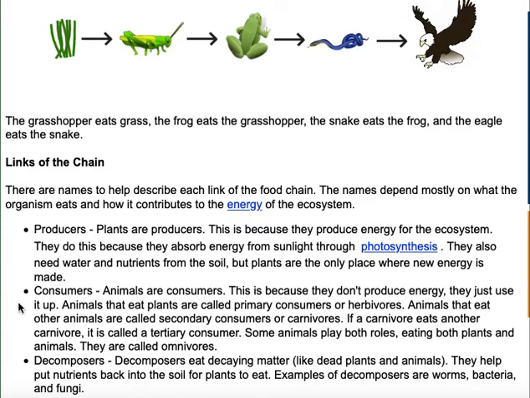Consumers. Animals are consumers. This is because they don't produce energy, they just use it up. Animals that eat plants are called primary consumers, or herbivores. Animals that eat other animals are called secondary consumers, or carnivores. If a carnivore eats another carnivore, it's called a tertiary consumer. Some animals play both roles, eating both plants and animals. They are called omnivores.